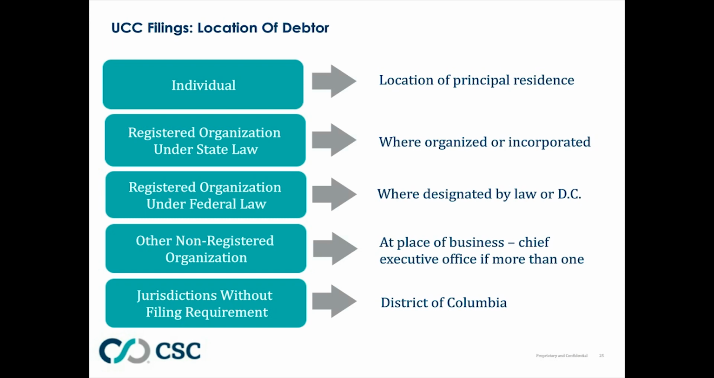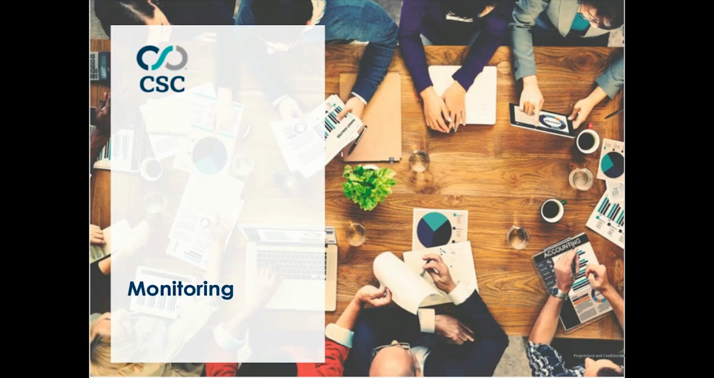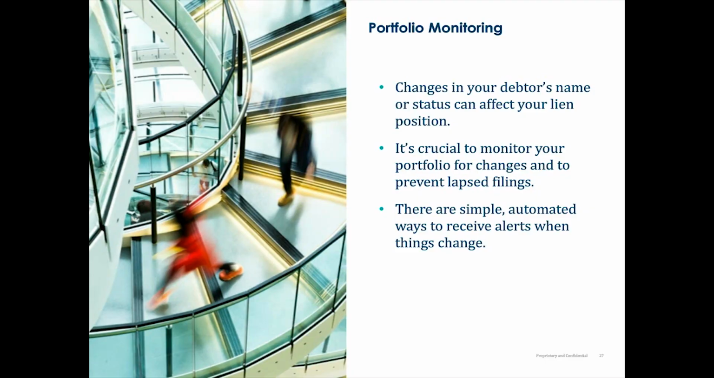And then for other non-registered organizations, file at the place of business, or the chief executive office if there's more than one. And then you also have jurisdictions without filing requirements, which would be Washington, D.C. Filing in Washington, D.C. So we'll move into the monitoring section now. With monitoring, we actually have four different types, but this is the full-scope portfolio monitoring.